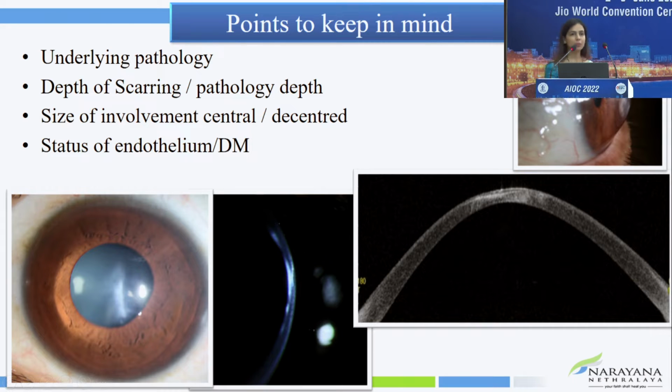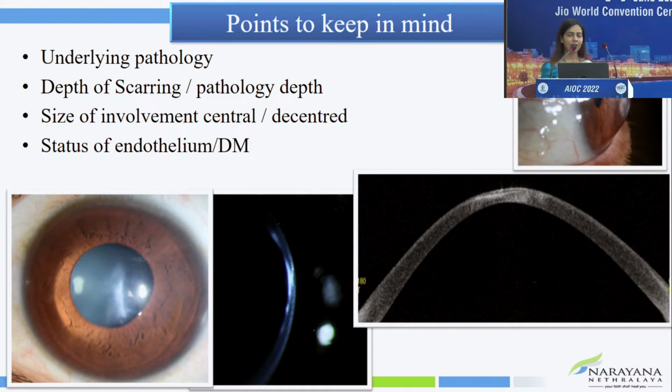So the points to keep in mind when we are planning our DALK are: what is the underlying pathology that we are trying to treat, and what is the depth of the scarring, the pathology depth, because that's very important to know whether there's already involvement of the anterior, mid, or posterior stroma, whether the DM endothelium is scarred, and of course where the involvement is, whether it's centered, decentered, or apical scarring, and whether there's scarring of the endothelium.